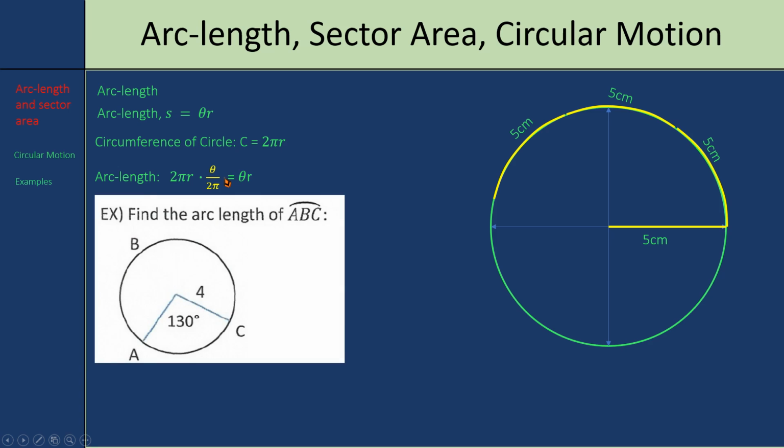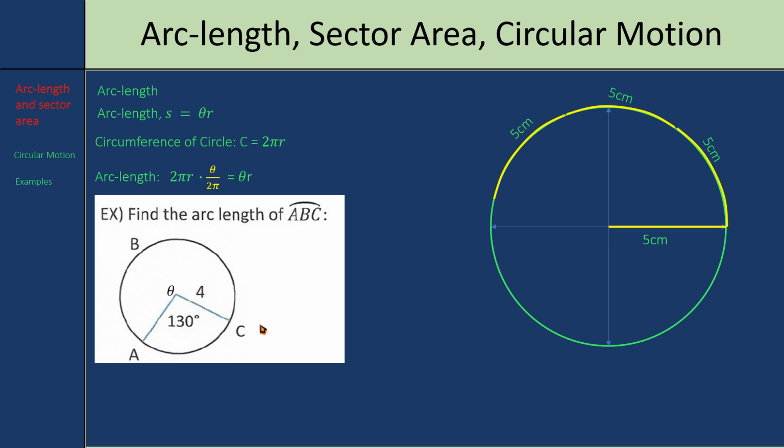Okay, so let's use an example here. They want you to find the arc length of ABC. Okay, and they give you the angle of 130 here. ABC is not from A to C, it's A to B to C, so it's actually going this way. All right, so you've got to go around from A to B to C. It's the big angle, not the little angle.